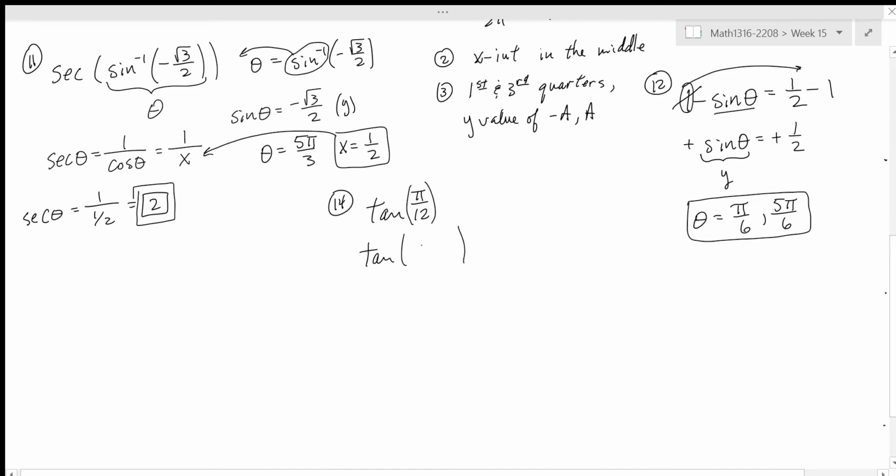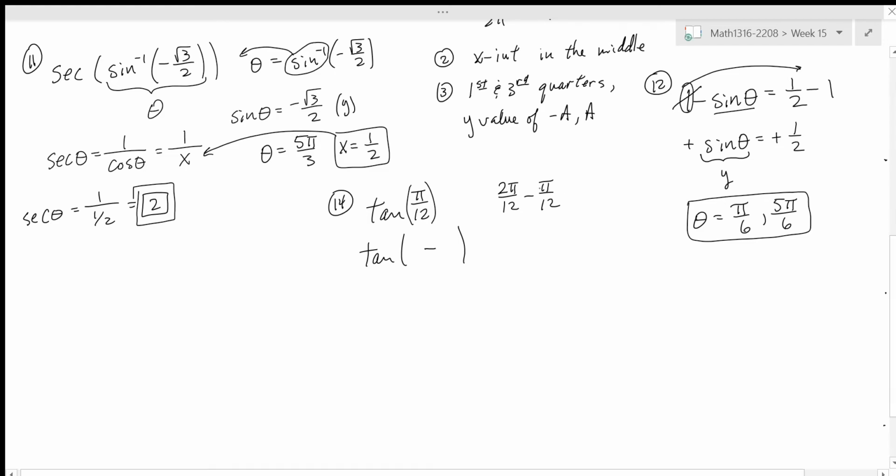And I'm thinking, let's try using a difference formula. It's probably going to be easier to come up with two numbers that subtract and make pi over 12 than add. All right, so let's think of some angles that subtract and make pi over 12. How about 2 pi over 12 minus 1 pi over 12? Does that subtract and make pi over 12?